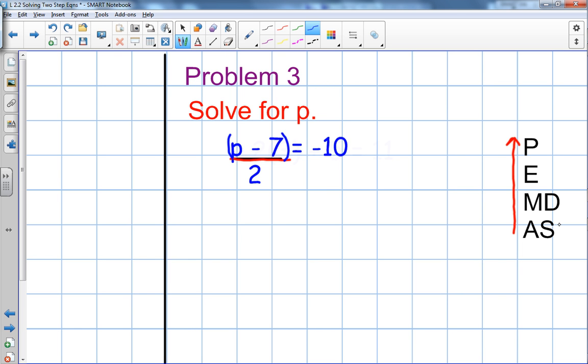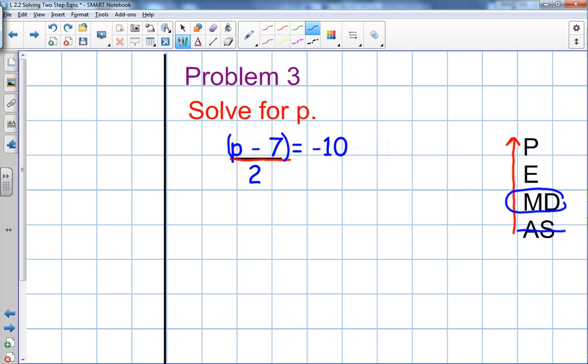So I look for any addition or subtraction. Now when I say addition or subtraction, I want to know if there's any addition or subtraction in the problem outside of the parentheses. And there are no addition or subtraction outside, so I'm going to move on to the next step. Is there any multiplication or division?